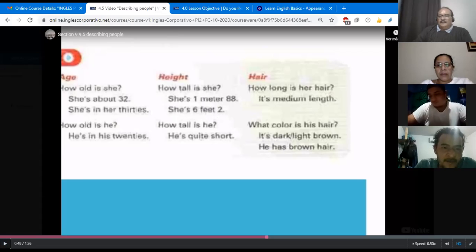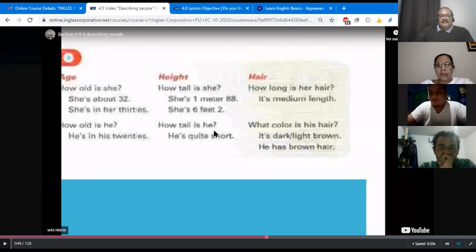Teacher, is the height she's 6 feet? Feet. Two? What is 2? Inches. Inch, okay. Yes. We say, for example, she's 1.88 meters, and here it is 6 feet, 2 inches. This one is in centimeters, and this is in inches. Right, so we have 2 inches.